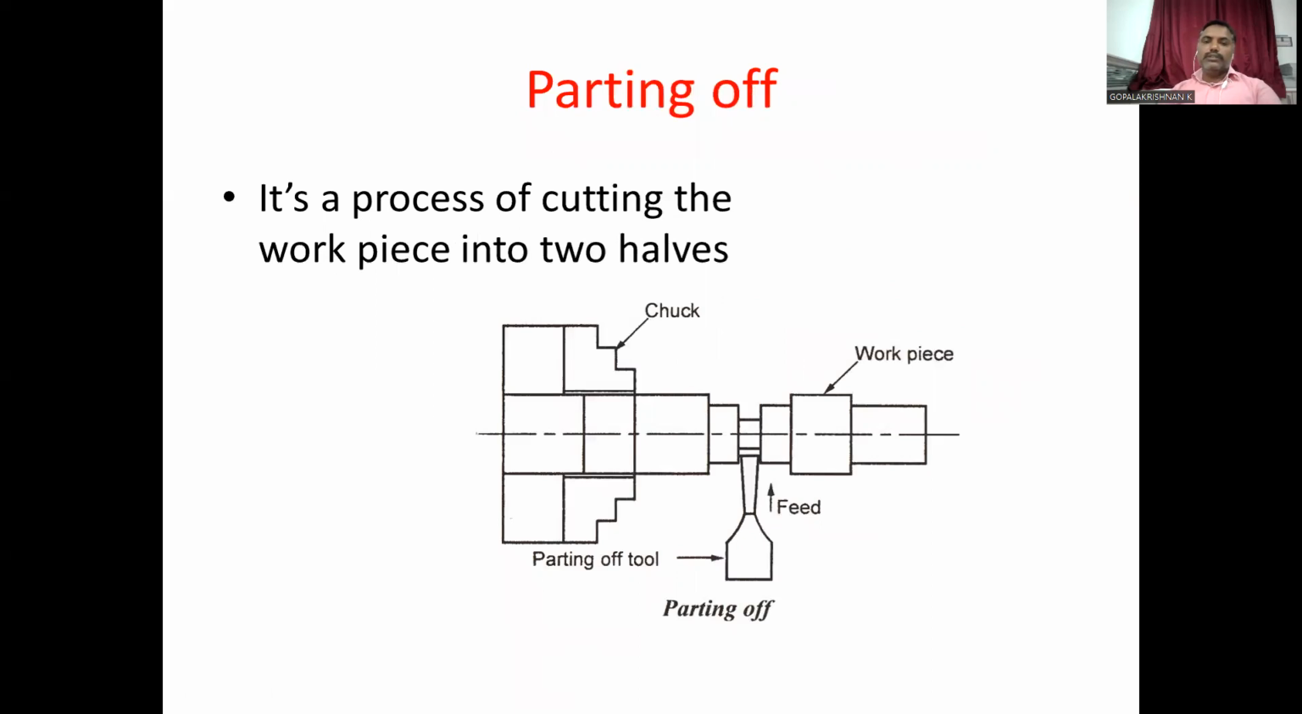Then the next one, parting off. It is a process of cutting the workpiece into two halves. So here is the parting tool. Here the left side is the chuck and the right side is the workpiece. Now the workpiece is parted off into two.